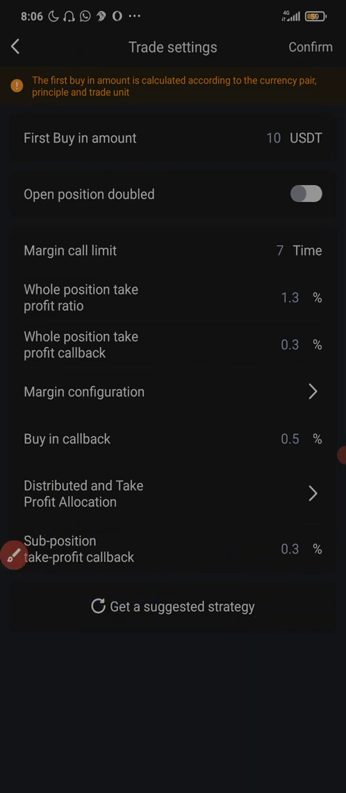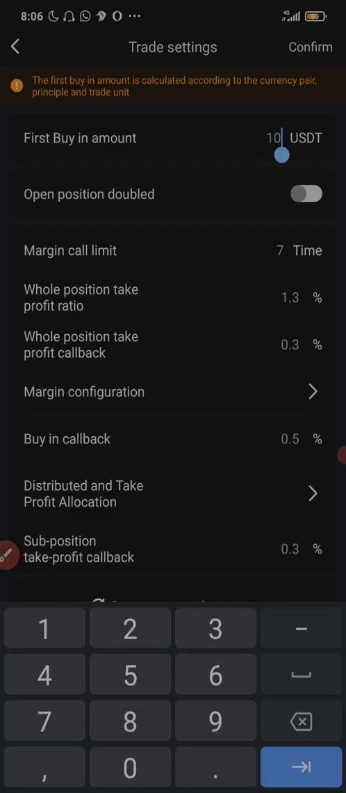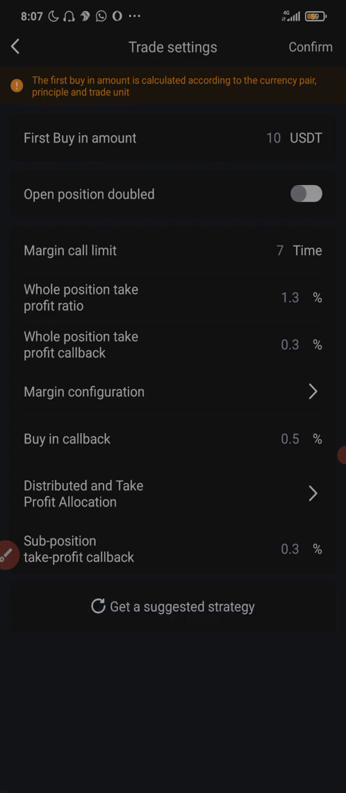Now this first buy in amount, as you can see, the default amount here is 10 USDT. So if you're starting with $100, your trading capital is $100, or even $1,000, your first buy amount should be $10. Because this bot actually has the power to do dollar cost averaging, so you don't go all in. Don't go all in. With these coins, you won't fall into the trap of losing 50% or 80% of your money whenever there is a big crash or correction in the market.